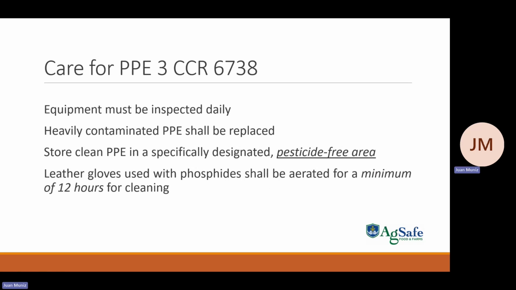Title 3 of the California Code of Regulations, Section 6738. Equipment must be inspected daily. Inspect for damage and wear before and after use. Gloves should be checked for cracks and tears. Protective suits, such as Tyvek, should be inspected for tears and malfunctioning seals.